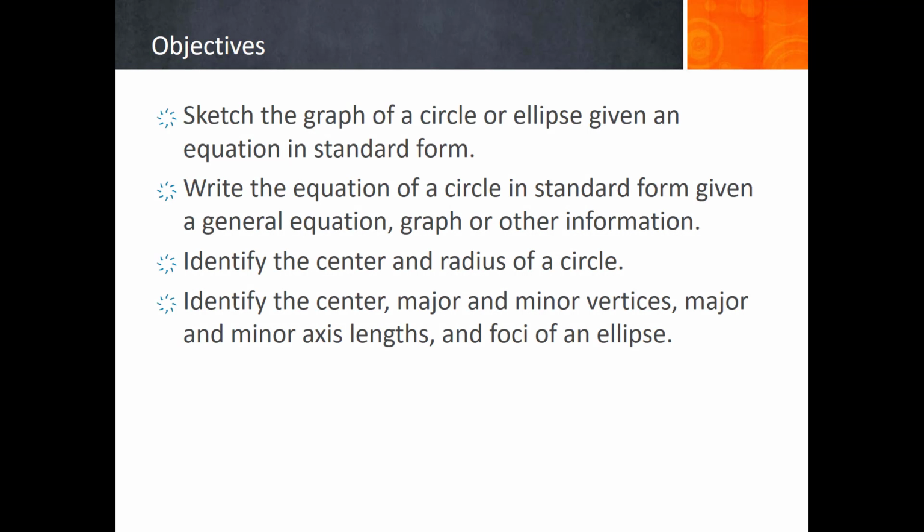And so what we want to be able to do is to graph a circle and an ellipse. We want to be able to write their equations in standard form. We want to be able to identify different characteristics of them. So for example, a circle has a center and a radius, and an ellipse also has a center, but instead of a radius it has major and minor axes, it has major and minor vertices, and it also has something called foci. So we'll look at what those are as we move forward.